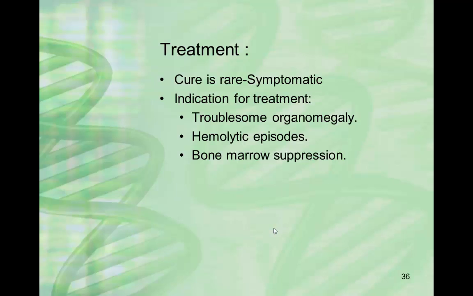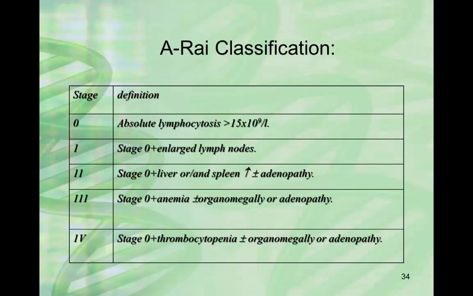Supportive care includes transfusion of red blood cells and erythropoietin injections, platelet transfusion, and antimicrobial therapy. In addition, of course, you could give chemotherapy, corticosteroids, monoclonal antibody therapy, and radiation therapy. So again, let's review the stages.